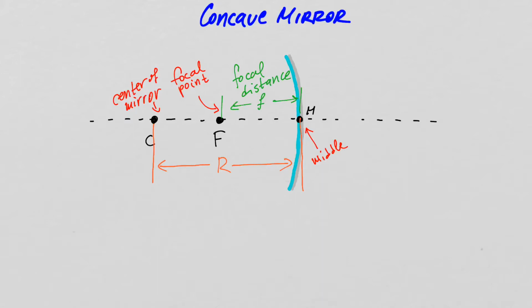There is an important relationship between the radius of curvature of the mirror R and the focal distance F. And this relationship is given as the focal distance F is equal to the radius of the curvature divided by 2.